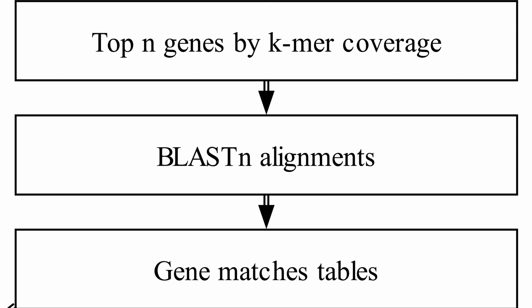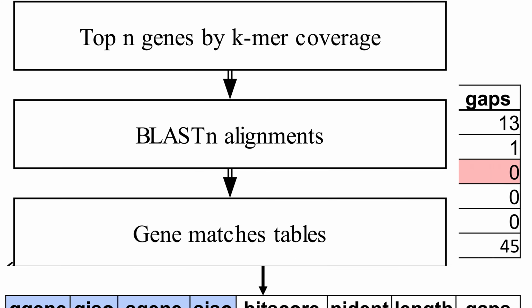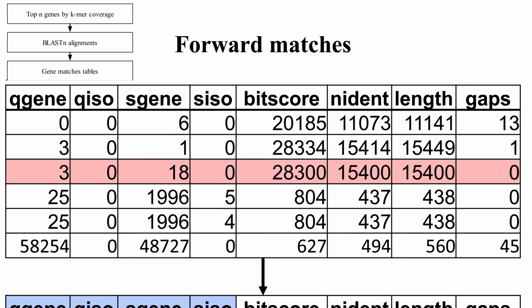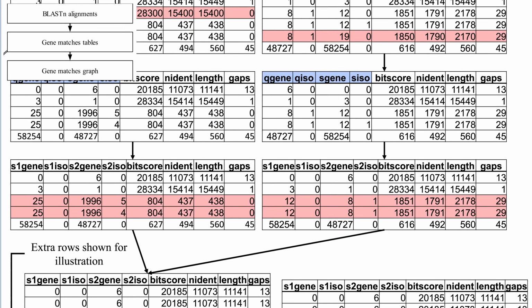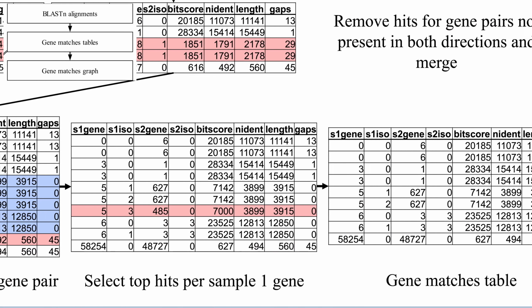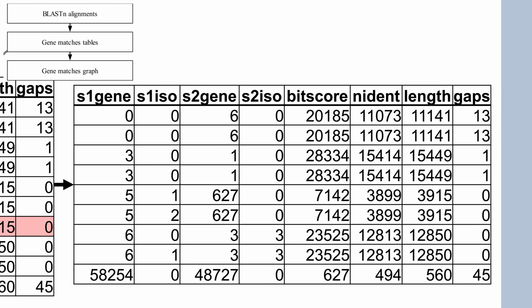Next, we blast the top n genes for each sample against those for every other sample. From this step, we obtain a table of blast hits for every ordered pair of distinct samples. For each unordered pair of samples, we use the pair of blast results for those samples to produce what we call the gene matches table for that pair. The gene matches table identifies pairs of genes for that pair of samples that are likely orthologs.